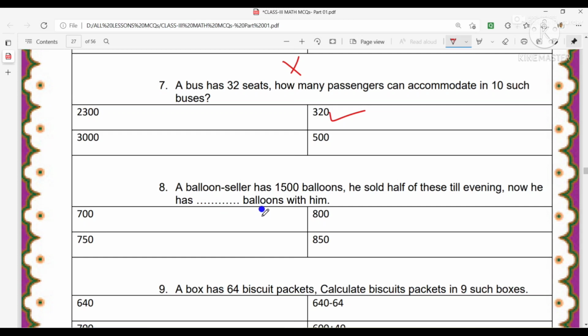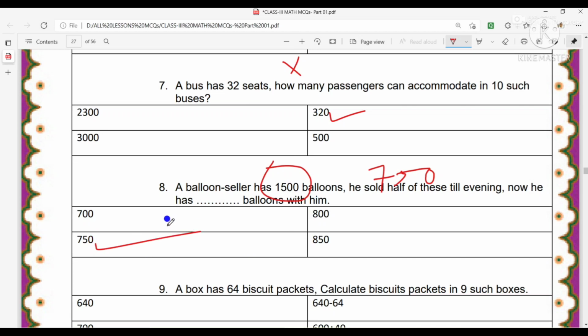A balloon seller has 1500 balloons. He sold half of these till evening. Now, half of 1500 is 750, right? So 750 balloons he sold. Then the rest of the balloons are also half of the total balloons, that is equal to 750 again.